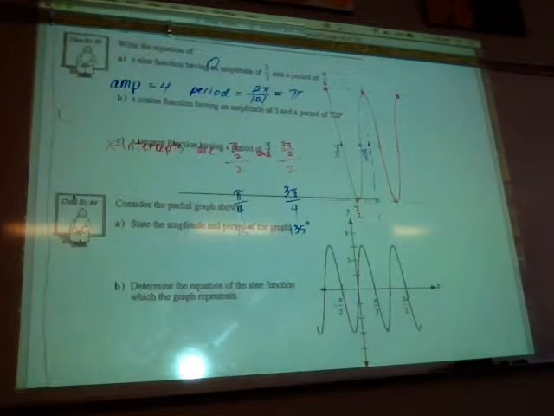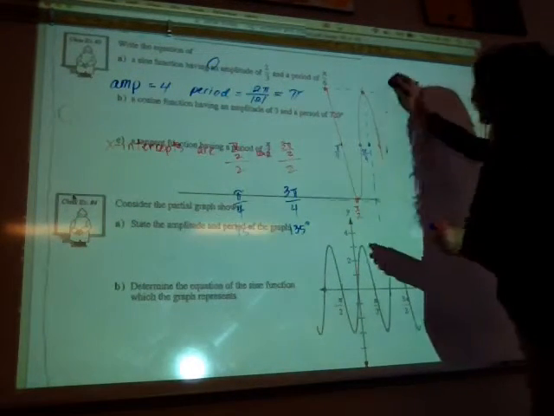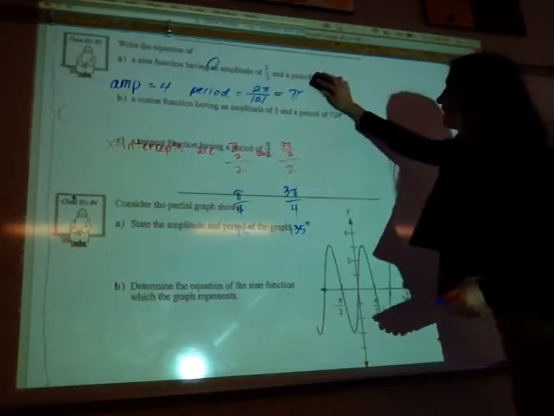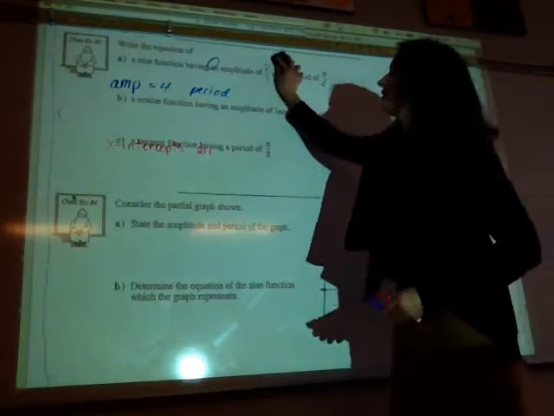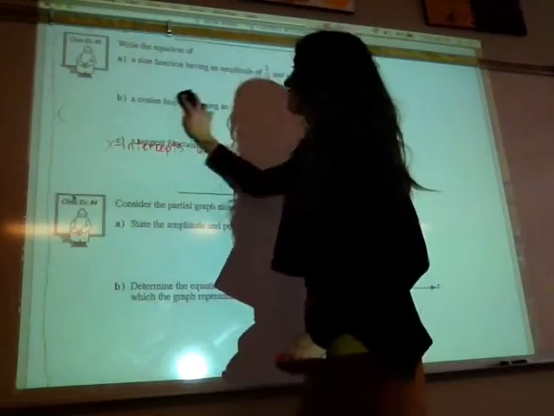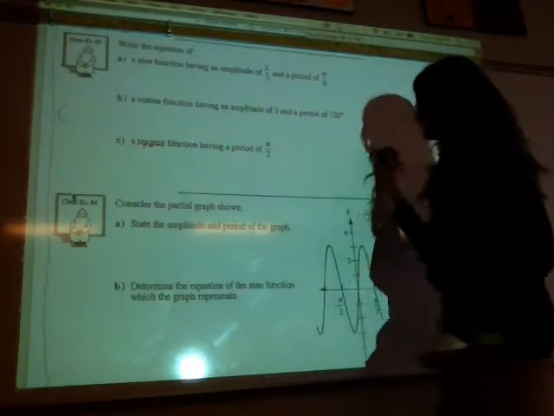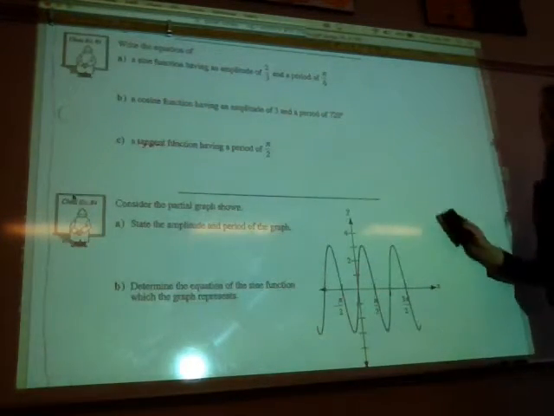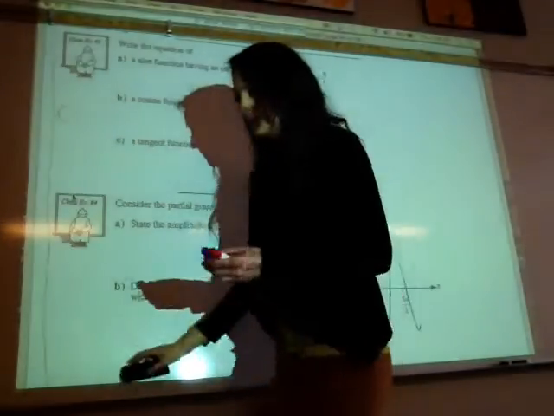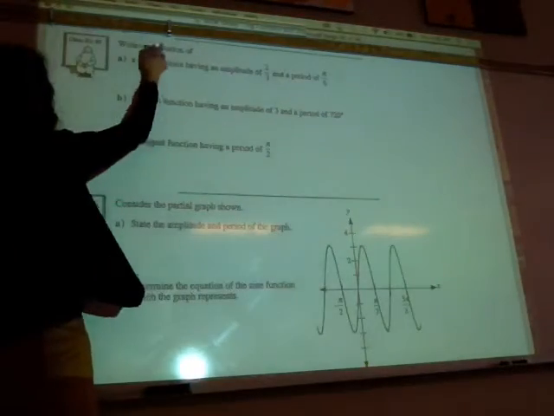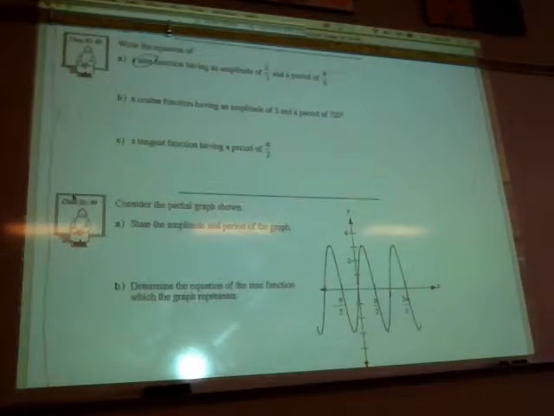Junior class change. So the next set of questions we don't have to graph, it's a little less time consuming. We just have to figure out what the equation is. And we're going to be given the amplitude and the period. So the first function is a sine function. It has an amplitude of 2/3 and a period of pi/6.